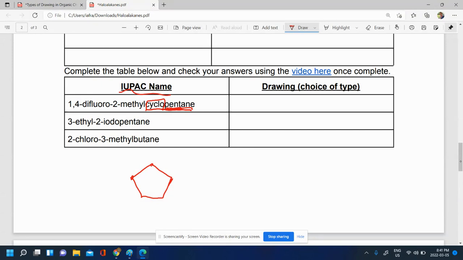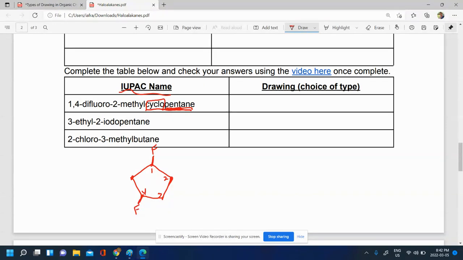5 carbons, 1, 2, 3, 4, 5. Doesn't hurt to double check. And then we have our numbering done. So we have 1,4-difluoro. So we'll make this carbon number 1, doesn't really matter which one. So this is carbon number 1. And then we'll go this way, 2, 3, 4.